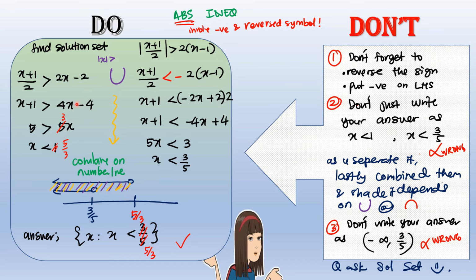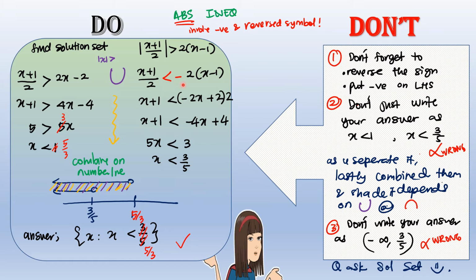Okay, so be careful with the calculation. If you make wrong calculation here, it will make you shade it the wrong. Okay, shade it wrong and your answer will be wrong. So be careful. Alright. Okay, don't forget to reverse the sign and put negative on left hand side. Why did I put left hand side? It's actually right hand side here. Right hand side. Sorry. So here is right hand side. Don't be confused.